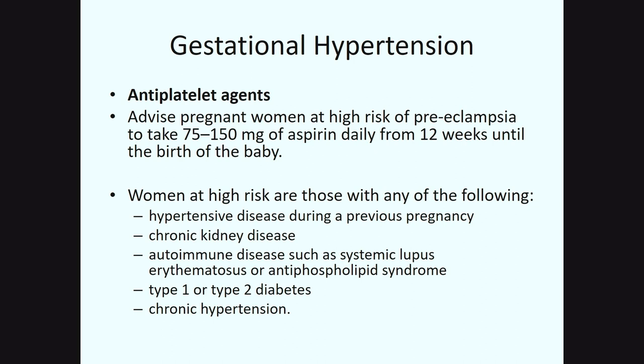And this is about the antiplatelet agents. It's important to know that this is advised for pregnant women at high risk of preeclampsia. Now the patient has gestational hypertension, but she has a high risk for preeclampsia, so she needs to take 75 to 150 milligrams of aspirin daily from 12 weeks until the birth of the baby. Those at high risk are those with any of the following: hypertensive disease during a previous pregnancy, chronic kidney disease, autoimmune disease such as SLE or antiphospholipid syndrome, type 1 or type 2 diabetes, and chronic hypertension.